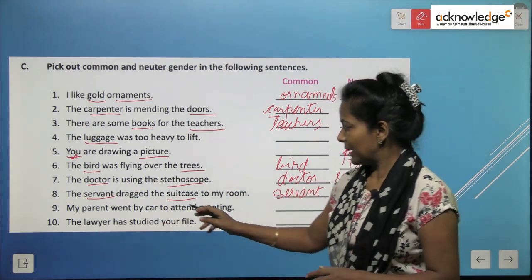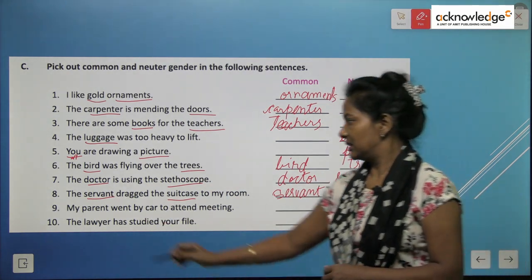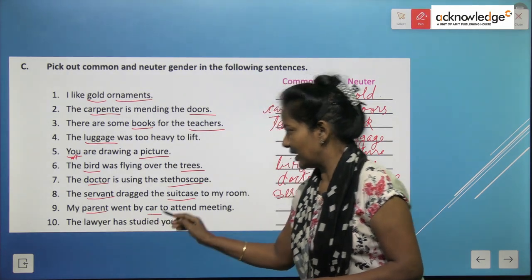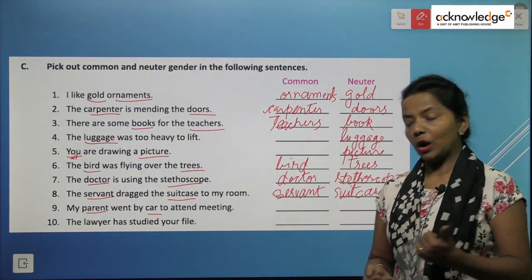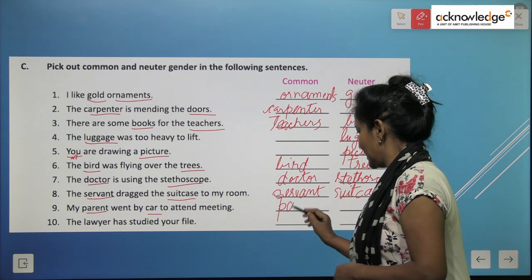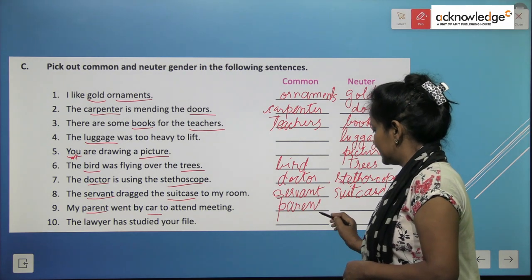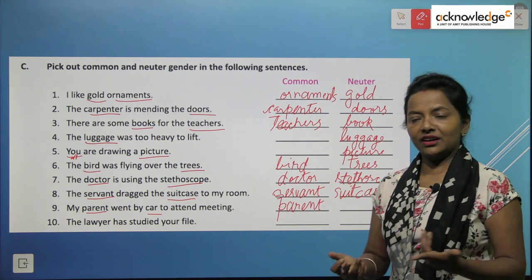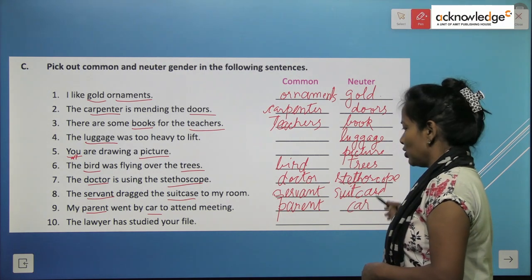My parent went by car to attend meeting. Parent and car. Parent, common gender. Either father or mother. Car is a neuter gender, non-living thing.